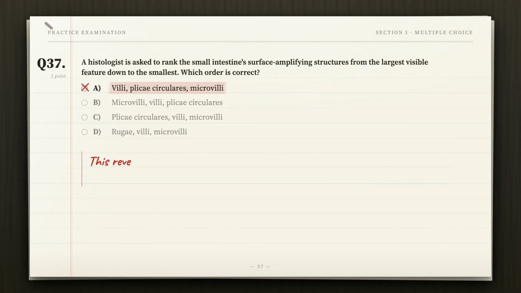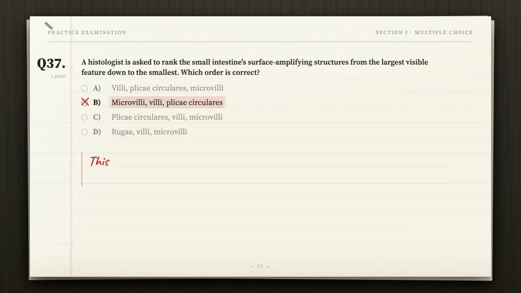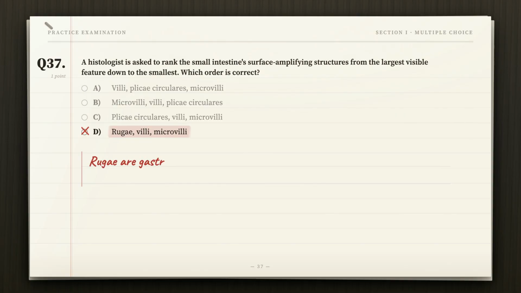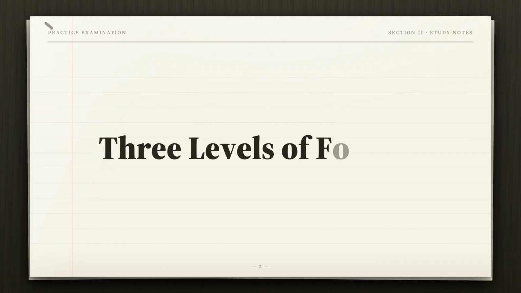A is wrong because this reverses the two largest levels. Villi sit on top of the plicae circulares, so the plicae are the larger structure. B is wrong because this is the correct sequence read backward, listing the smallest first rather than the largest. D is wrong because rugae are gastric folds, not intestinal ones, and they are temporary rather than permanent. They belong to a different organ entirely.